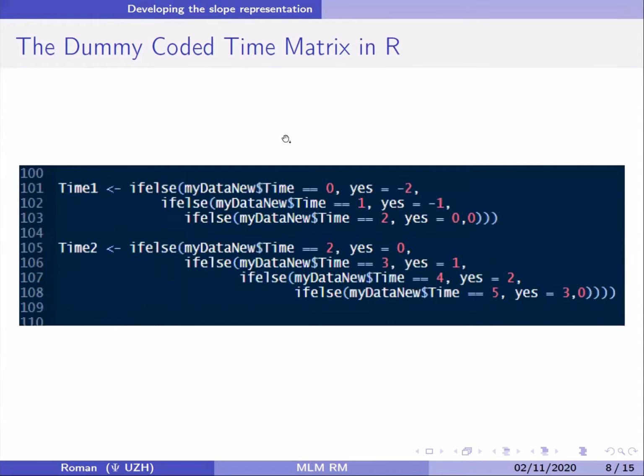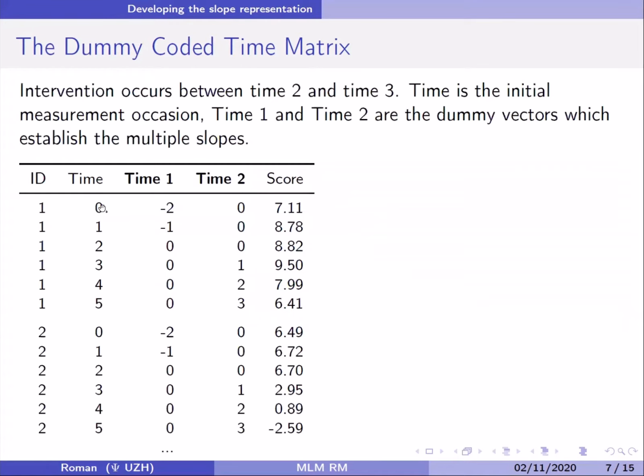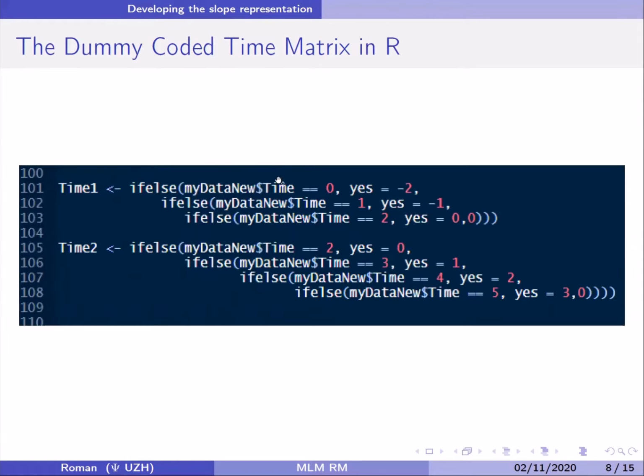Now this is how I accomplish this in R. I use an if-else statement. So pretty much what I'm saying is the time vector here is this original vector of time. And I'm saying if the time is equal to 0, yes, give me a -2. Otherwise, if time is equal to 1, give me a -1. If time is equal to 2, give me a 0. Everything else is a 0. That's what this last argument says. Give everything else a 0. And that's how I produce the time 1 vector.